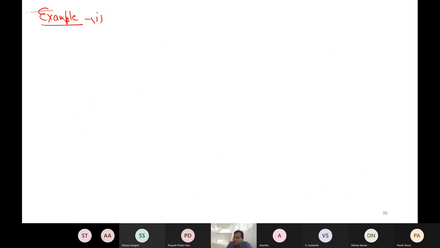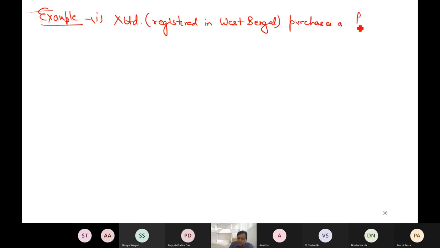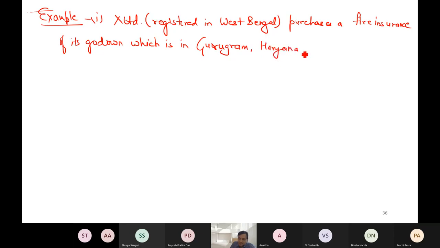Now, this is my first example. For example, there is a company X Limited registered in West Bengal. It purchases a fire insurance for its godown, which is in Gurugram, Haryana. And this policy is taken from SBI General. This policy is taken from State Bank of India General Insurance Policy. Okay, this is the SBI separate branch, General Insurance Policy.